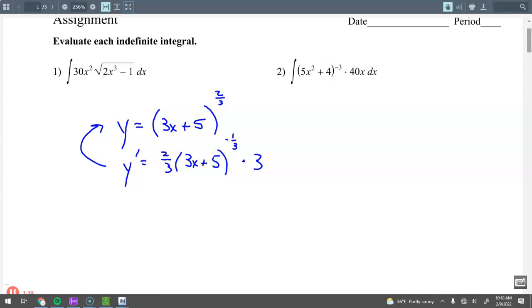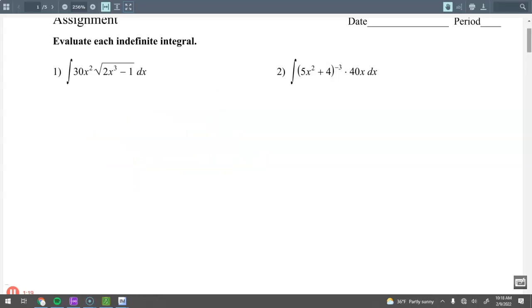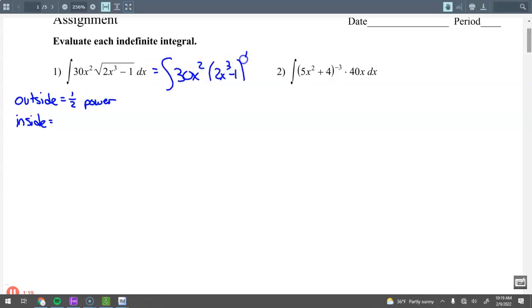All the stuff I said still makes sense, right? So in this equation, let's do the integral. Let's do number 1. In my lingo, I would say the outside function is the square root, or let's make it 1/2 power. So let's rewrite this as 30x squared times (2x to the third minus 1) to the 1/2. The inside function is your 2x to the third minus 1.